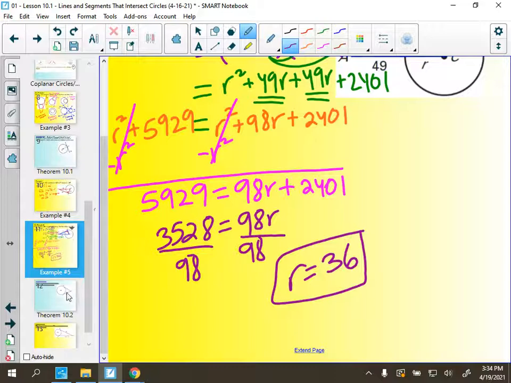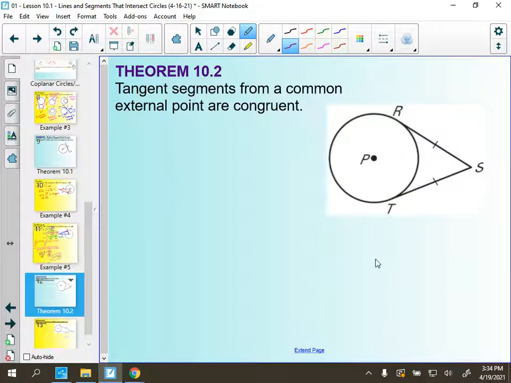All right, last concept. One more short theorem for our notebook. We just kind of called this one in class. Again, it's another theorem, a provable statement, but we're not going through the proof of it. For a heading, we put common external point.